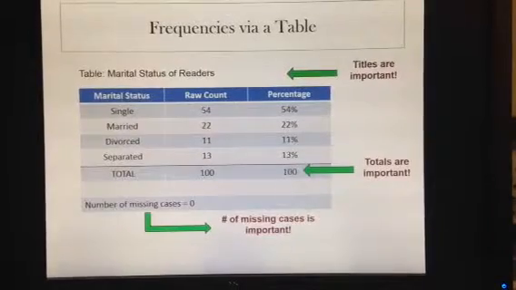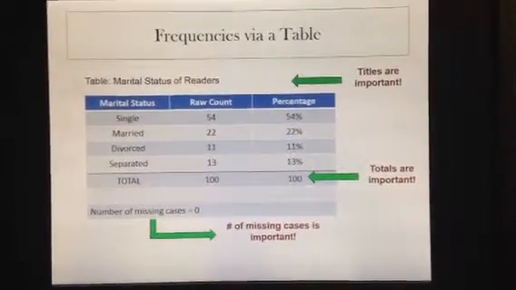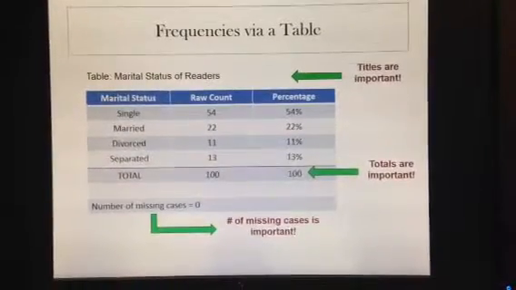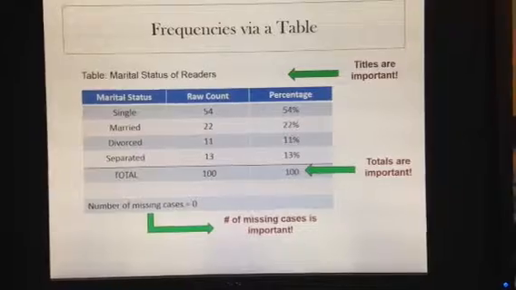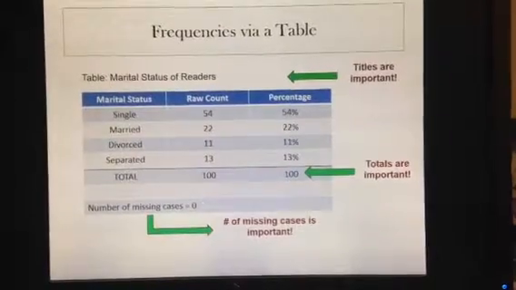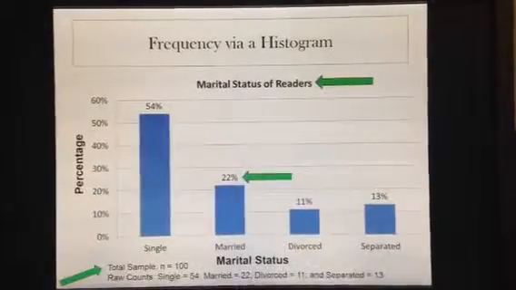Now, for some items on a survey, people don't answer the question. So it's always good to report the number of missing cases. In this example, everybody answered this question. So we had 100% participation.